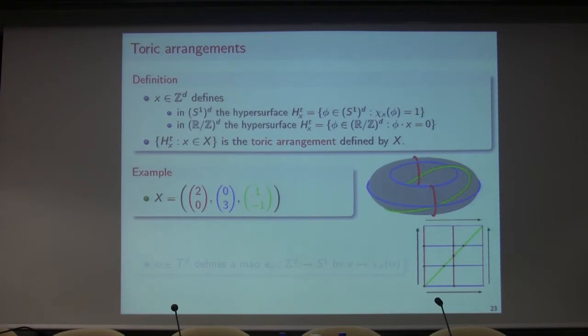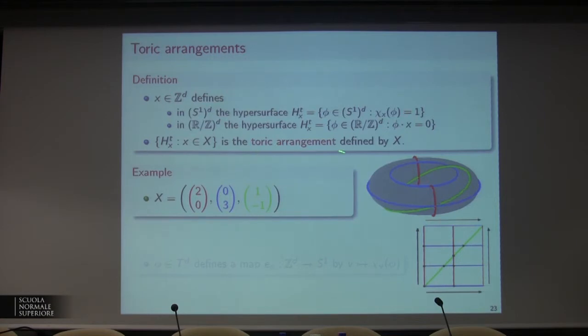For example, if 2, 0 is our vector, then it says that s1 squared has to be 1, so this means that s1 can be plus or minus 1, and s2 can be anything. So this vector defines these two red circles on the torus. On the flat torus, one can just take this kind of dot product and take everything going with that.